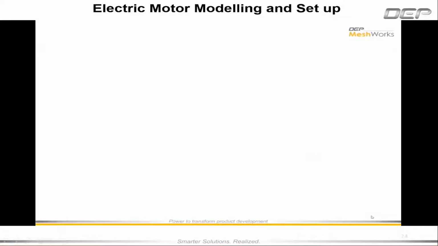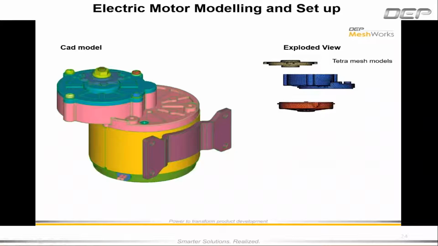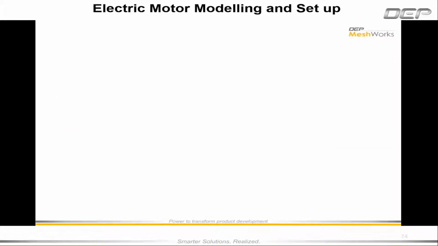So the first one is, we have an assembly of a CAD model. In this, we have a couple of parts which have to be tetra meshed and some have to be hexa meshed. Now, when it comes to tetra meshing, it is as easy as a push of a button using MeshWorks. So here the user can select the CAD data.